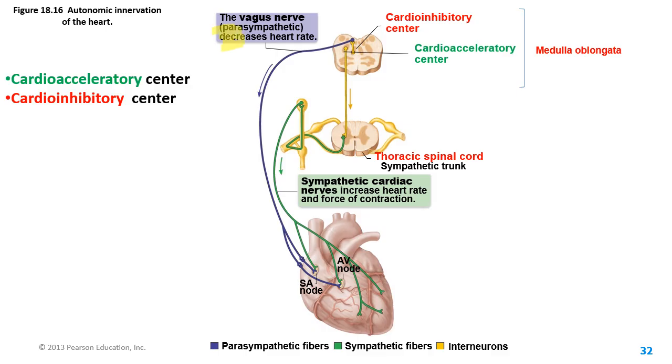Now look at your acceleratory center. The path is different. It goes from the medulla down the spinal cord, and then at the level of your thoracic spinal cord, nerves come out and innervate, oh, surprise, the SA and AV nodes. And also some of those Purkinje fibers down there. So sympathetic goes to the two nodes and also down to the ventricles. You have more sympathetic innervation there.